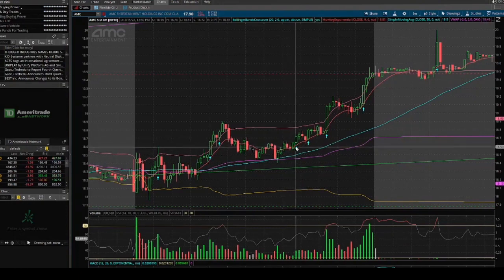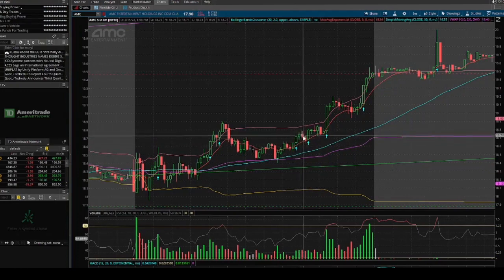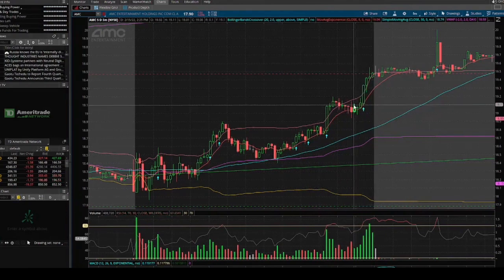Would it enter? Then it crosses again here. So here's your 1, 2, 3. Red, red, but it bounced off here. So I would probably enter here, and you can kind of just see where that takes you. So it's always the 3 candle confirmation.